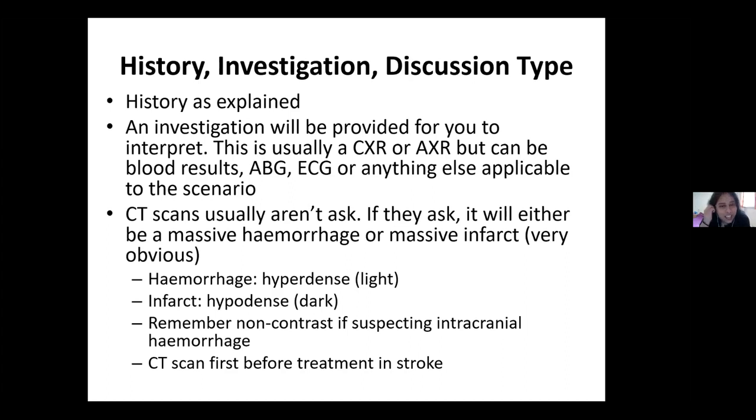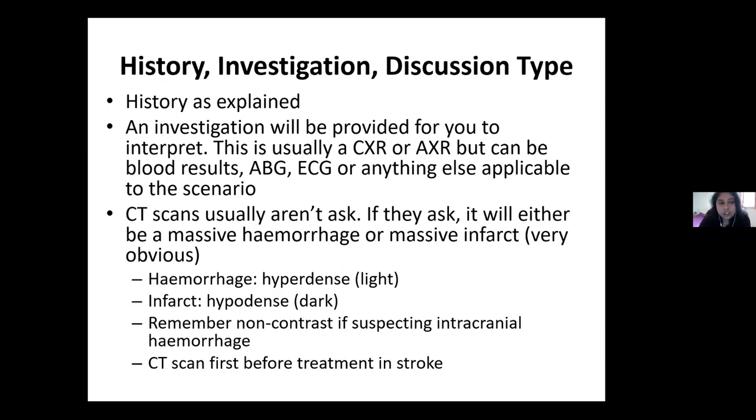Right, for your history, investigation, and discussion type of station, the history is, as explained, always a very concise history. Any investigation can be provided for you to interpret. This is usually an X-ray of some kind, a chest X-ray or an abdominal X-ray, but it can be blood results as well. So any blood result under the sun. It can also be arterial or venous gases. It can also be an ECG or anything else that is applicable to that scenario.